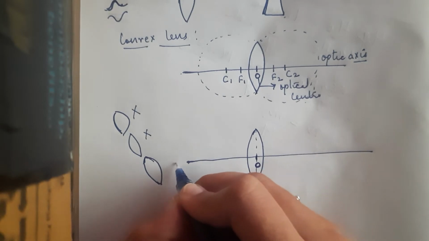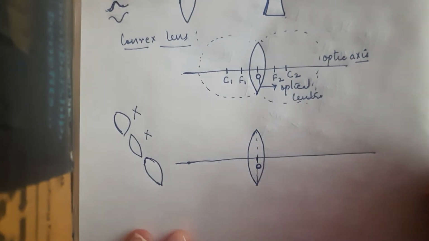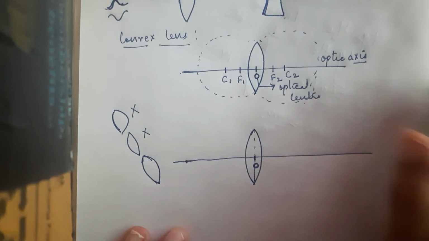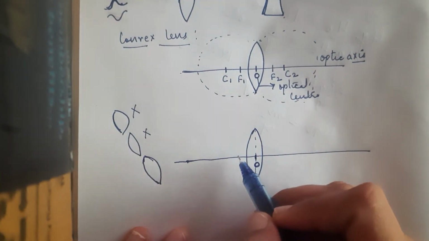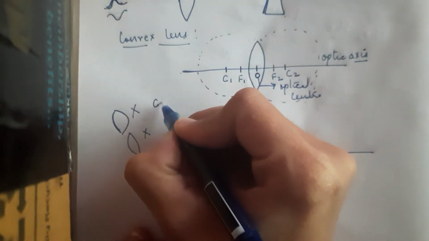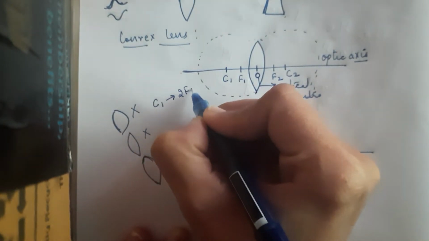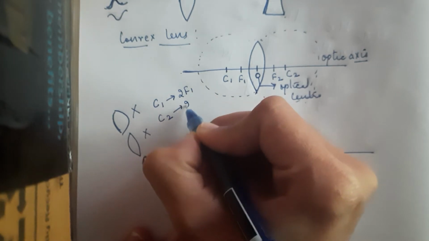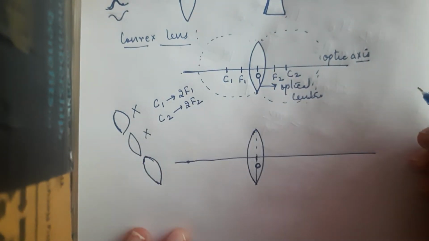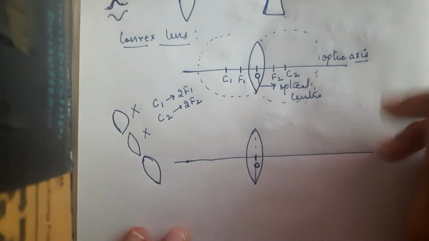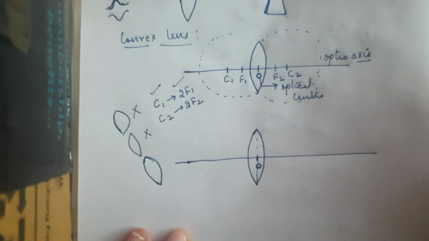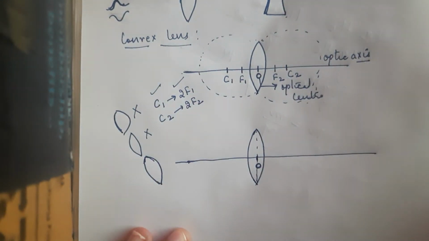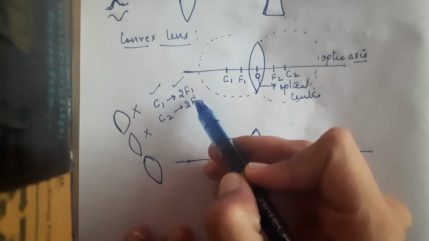My next step is to mark the center of curvature. Here is one thing: we don't mark the centers of curvature as C1 and C2. Instead, we replace C1 by 2F1 and C2 by 2F2. Why do I do that? First of all, it is a convention which is used in NCERT. Another thing, you can use either C1 or 2F1. Both are correct. But why am I using C1 as 2F1?